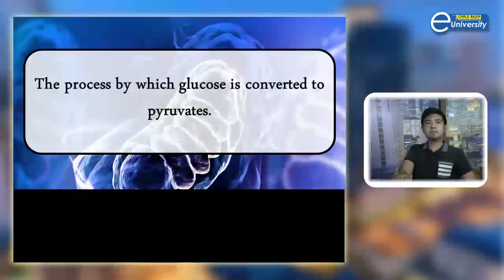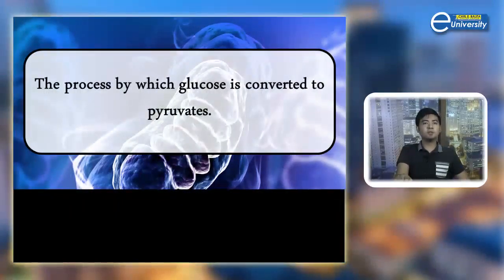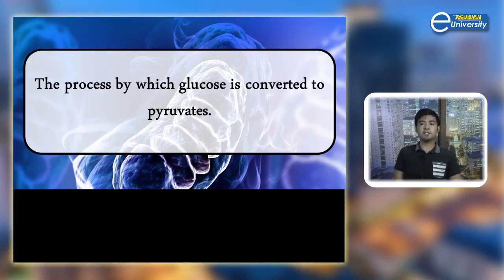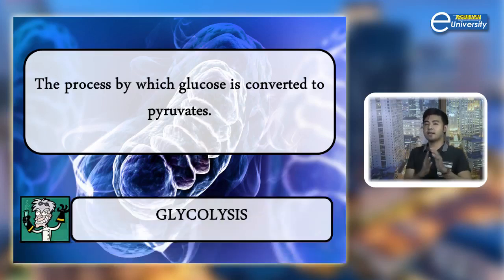Next. It is the process by which glucose is converted into pyruvate. What do you call the process by which glucose is converted to pyruvate? It is the first step of cellular respiration and occurs in the cytoplasm. Correct. This process is called glycolysis, the process by which glucose is converted into pyruvate, the first step of cellular respiration that occurs in the cytoplasm. Very good.